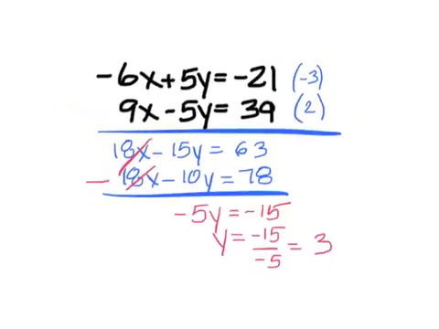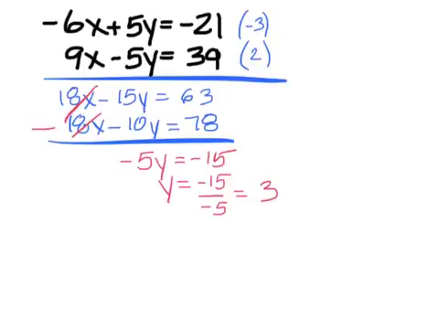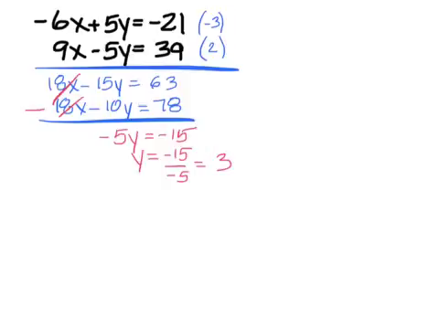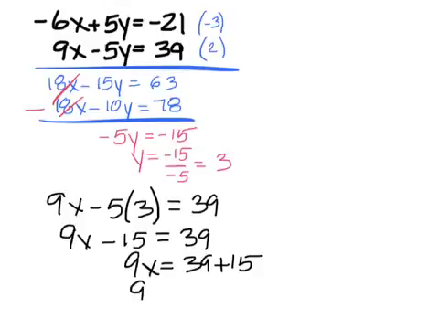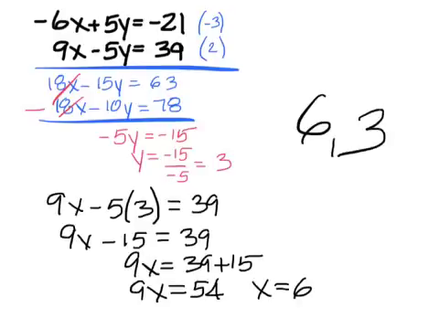So 3 is going to go back into the second equation. That's the one I'm choosing. I'll lower that down a little bit more. So that would be 9x minus 5 times 3 equals 39. So 9x minus 15 equals 39. 39 plus 15 is going to be 54. So x would have to be 6. 6 and 3 are the answers.